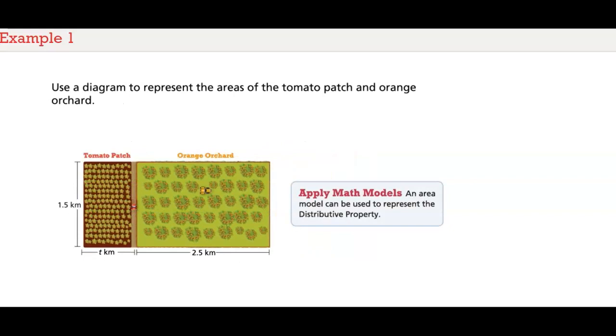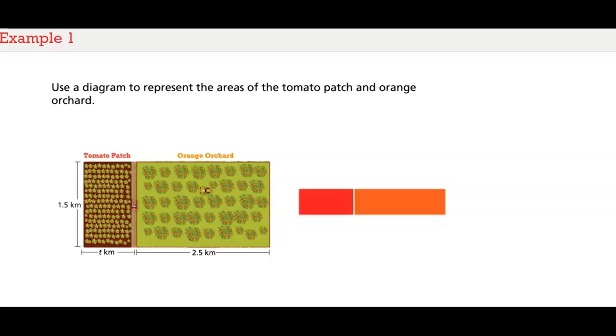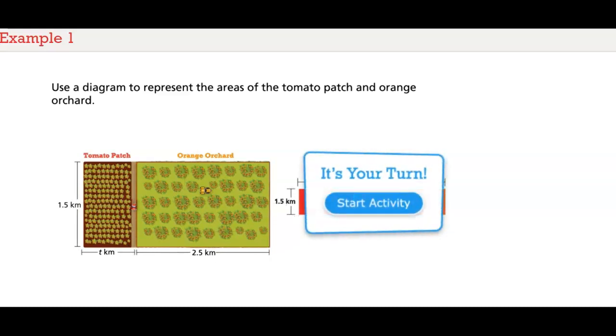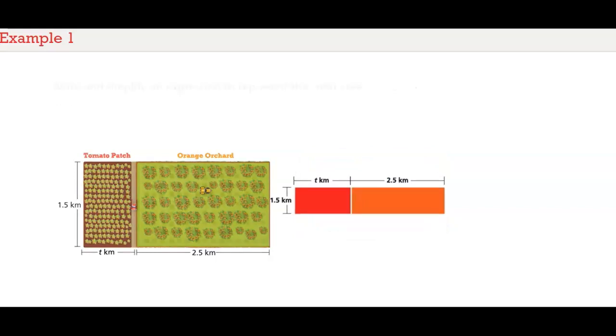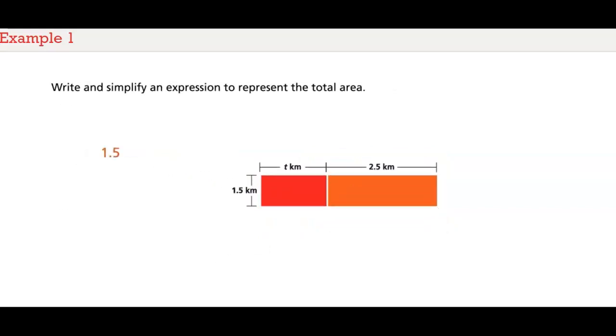We can use an area model that looks similar to this drawing to represent the distributive property. Let's use this diagram to represent the areas of the tomato patch and orange orchard. Now we'll write and simplify an expression to represent the total area of the farm. How can you use the distributive property to expand the expression?